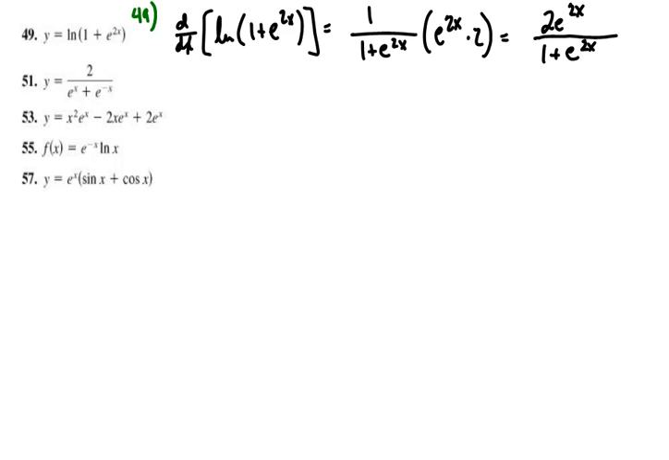Now you can't cancel those e to the 2x's there. Don't do that. E to the 2x in the denominator is not a factor of the whole denominator, although it is in the numerator. We don't have another one to match it in the denominator. So that should be it for that one.